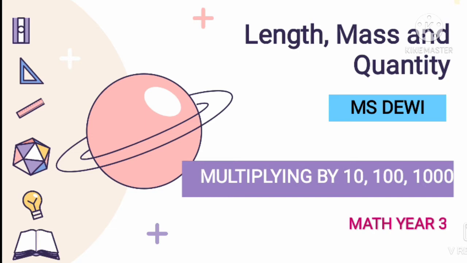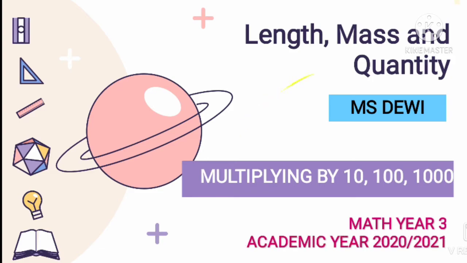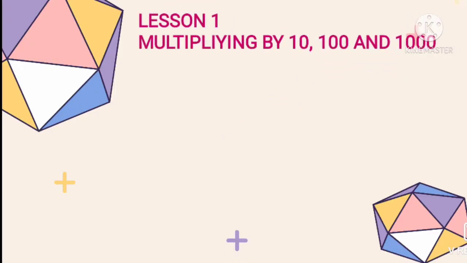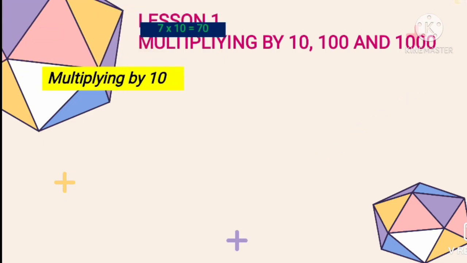Today we're gonna learn back into our math year 3. We're gonna talk about multiplying by 10, 100, and 1000. Let's take a look. Now, multiplying by 10, 100, and 1000. We start with multiplying by 10.